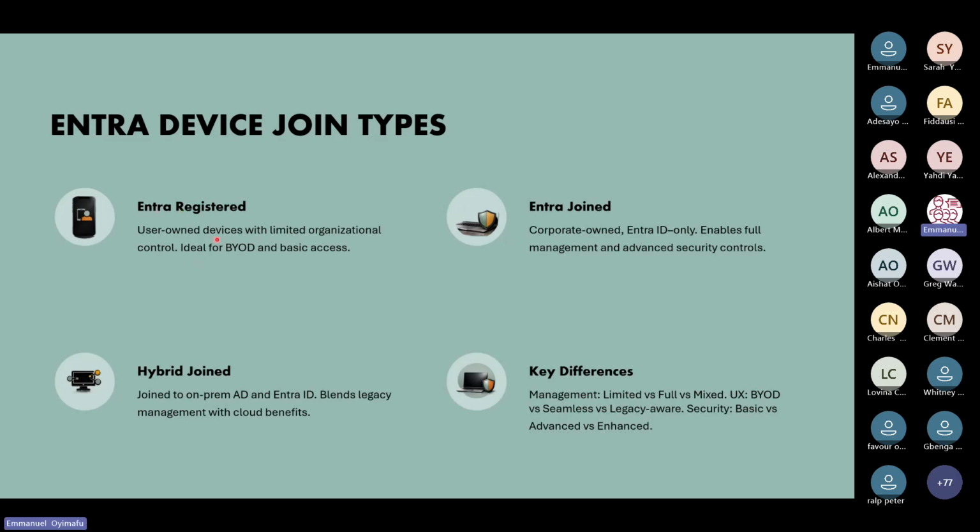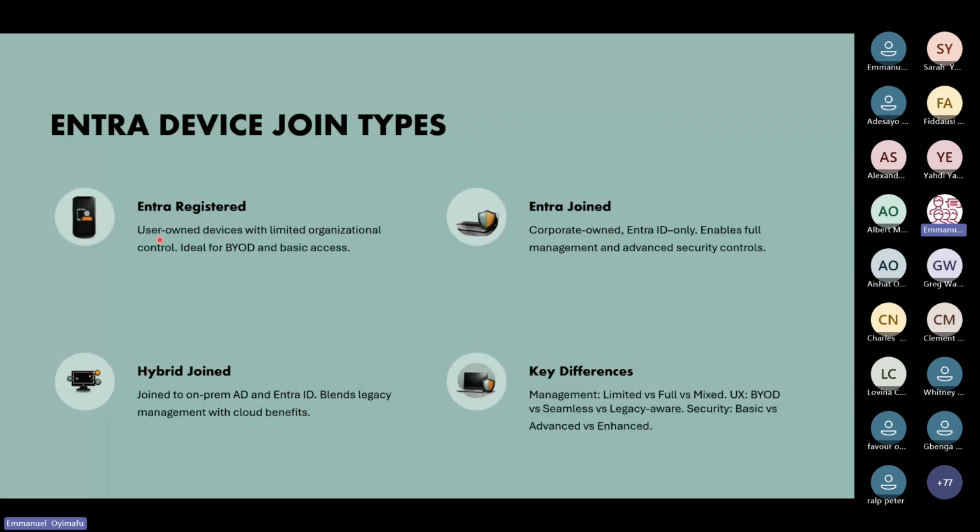So Entra ID registered is just like a user registering their own device to the organization, and the organization has limited organizational control. So this part now is where BYOD comes in, because Entra registered is ideal for BYOD, which is bring your own device. Then we now move to Entra join. So this Entra join now is when the laptop you are using is one the organization bought for you. Like it's company owned device.